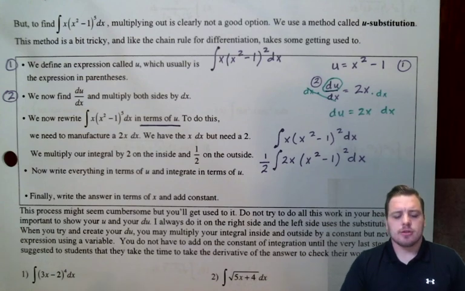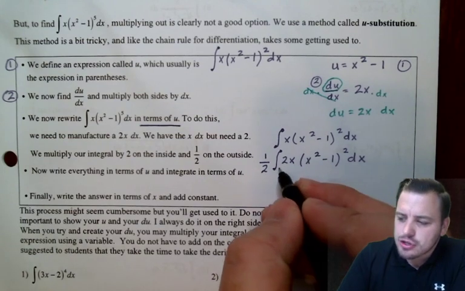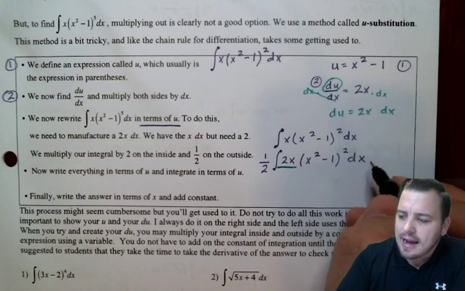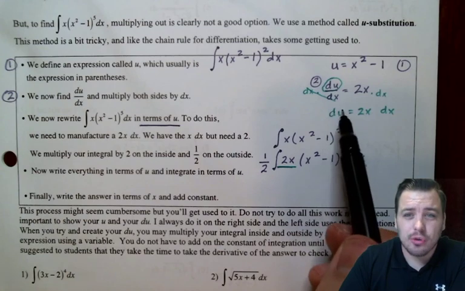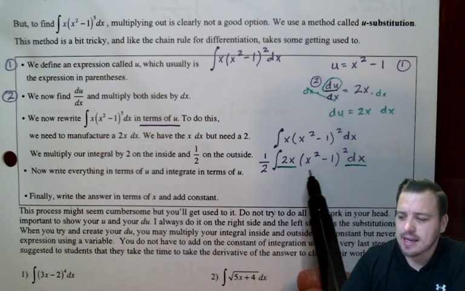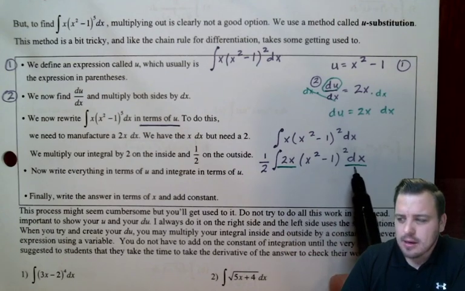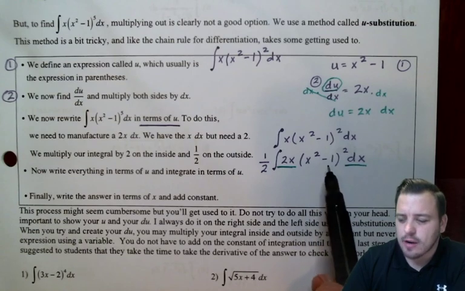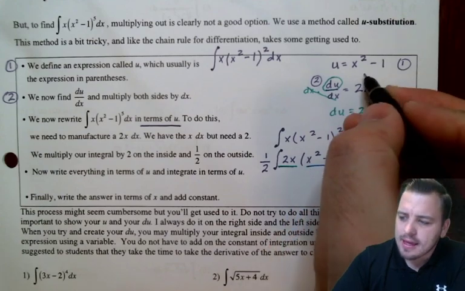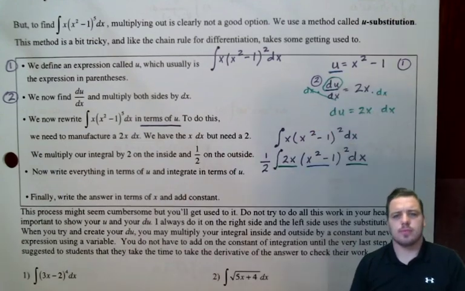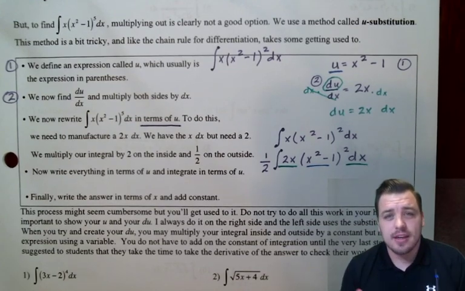Now pay attention and watch this. Now I have 2x and I have dx. Up here, that is what du is: du is 2x times dx. And we also know that x squared minus 1 is u. So when I rewrite this in terms of u, this is what it looks like.